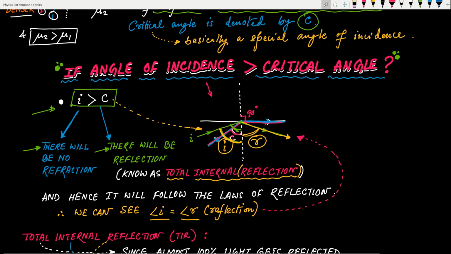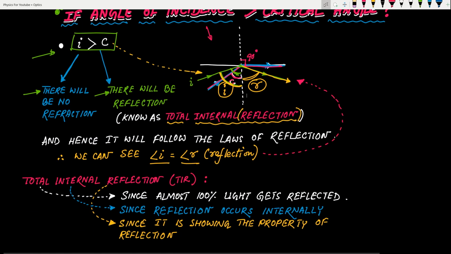Now why is it known as total internal reflection? It's simple. Let's understand that. It is known as total because almost 100% of light gets reflected. Now 100% of the light doesn't get reflected, but almost 100% of the light gets reflected. In normal reflection, like when you're seeing yourself in a plain mirror, the reflection that we get is not 100%. Maybe 80%, 70%, depending on the kind of material used. But in case of total internal reflection, almost 100% of the light gets reflected, and the images produced due to total internal reflection are very, very shiny and clear.